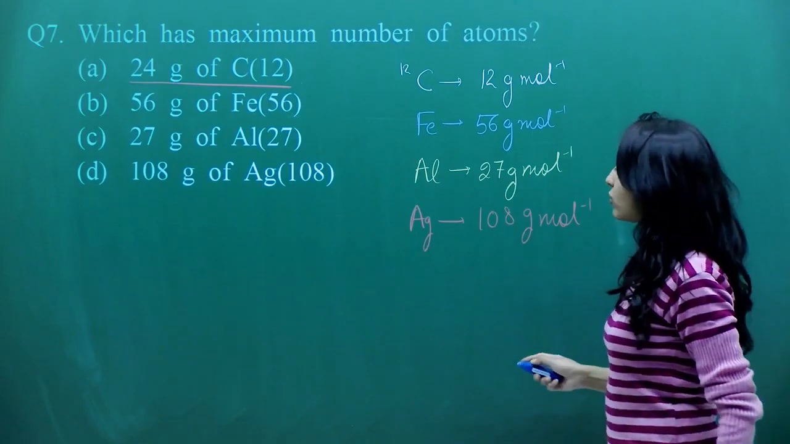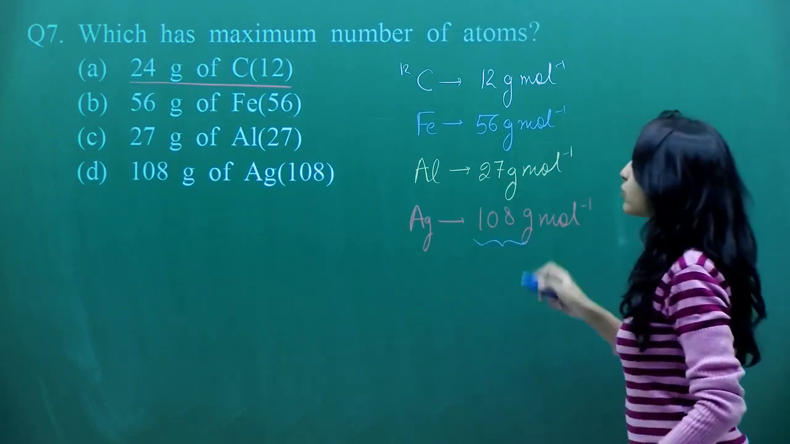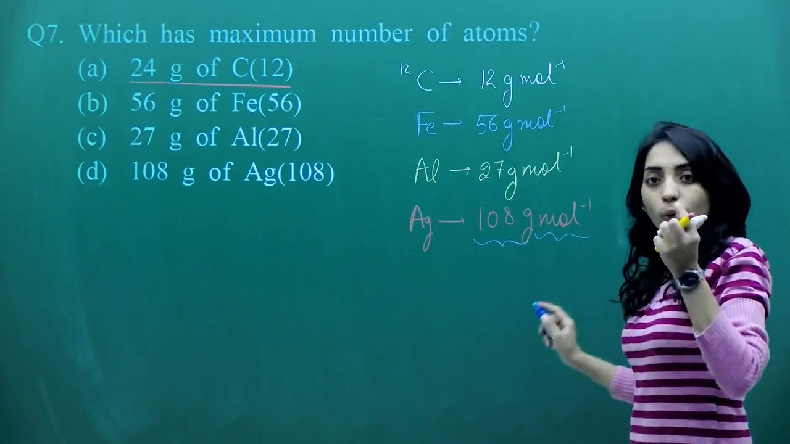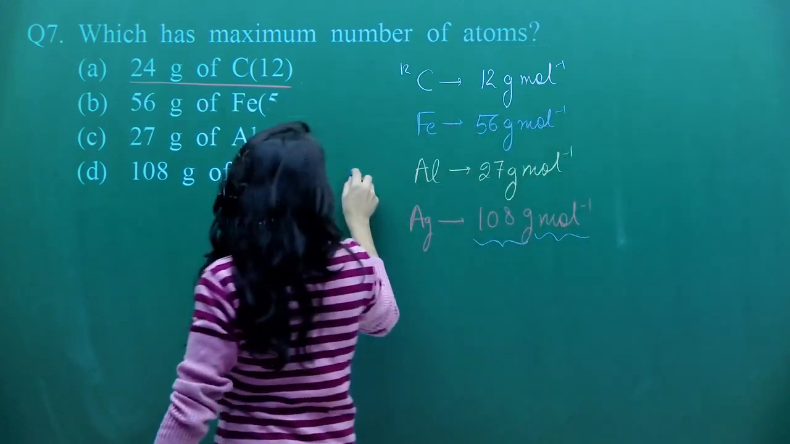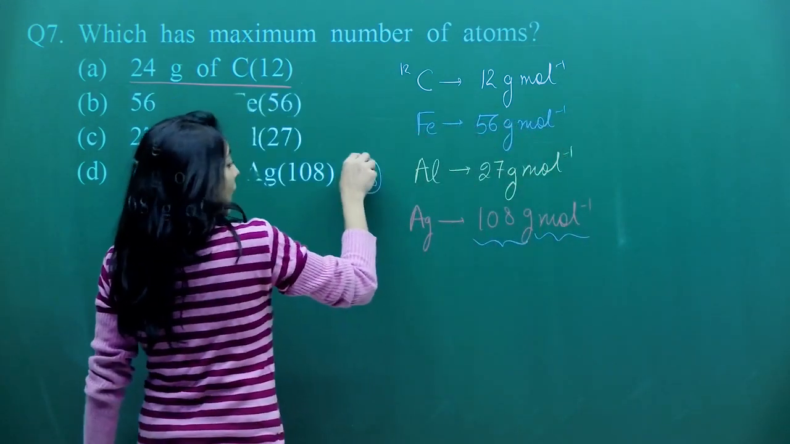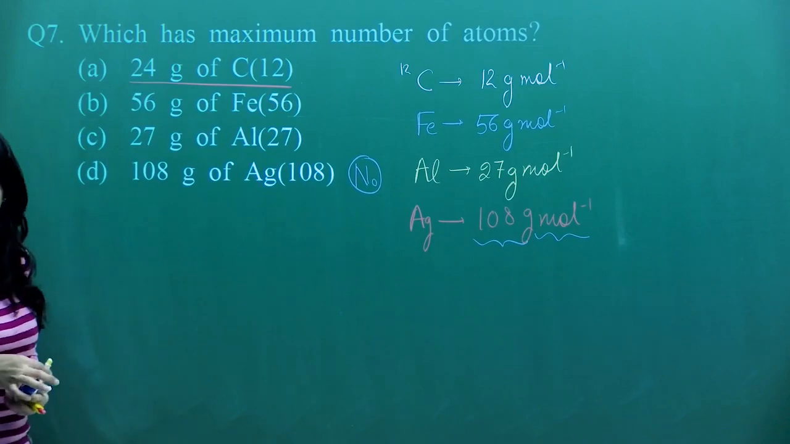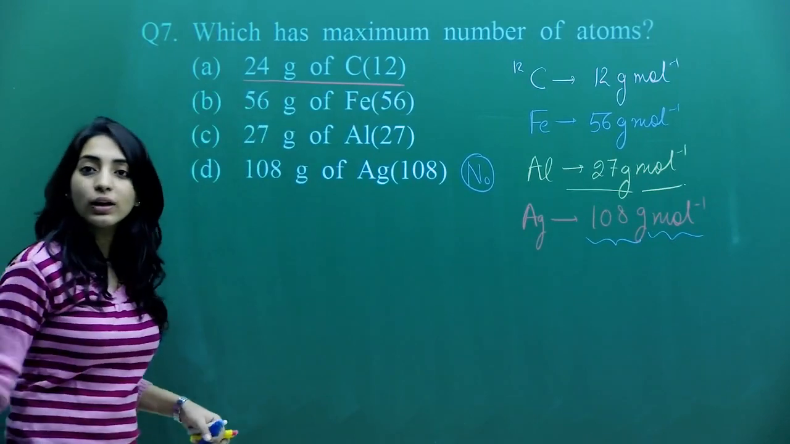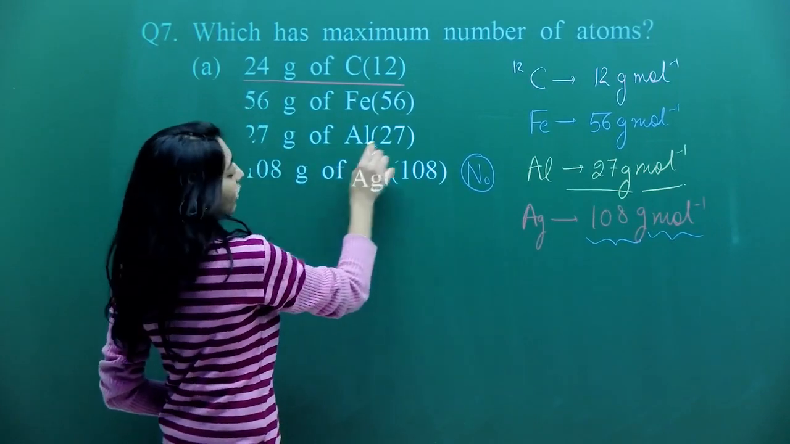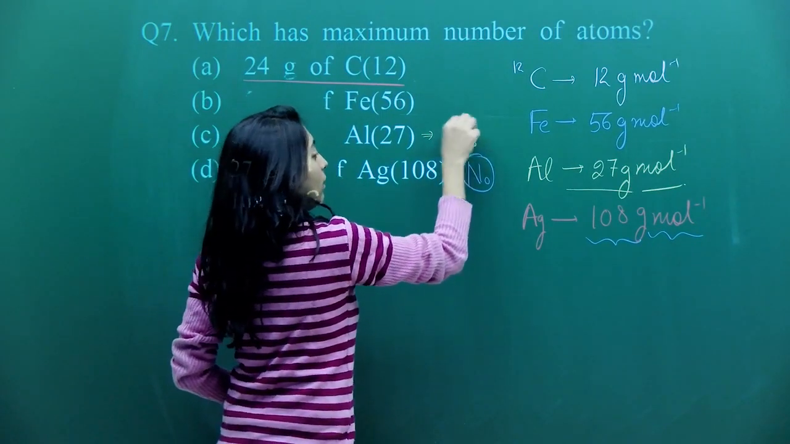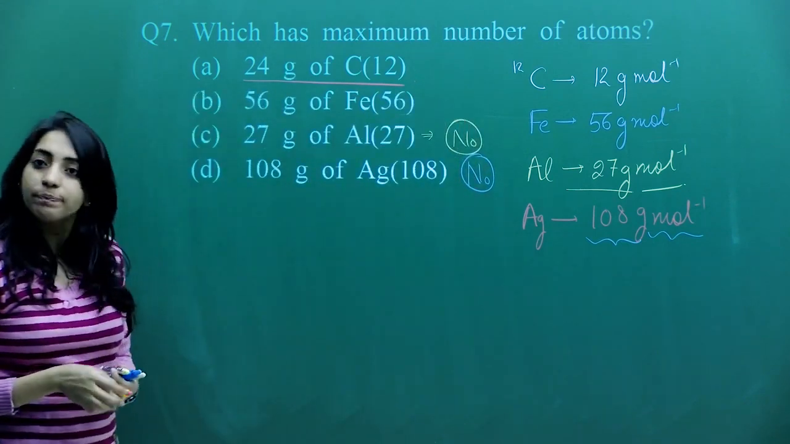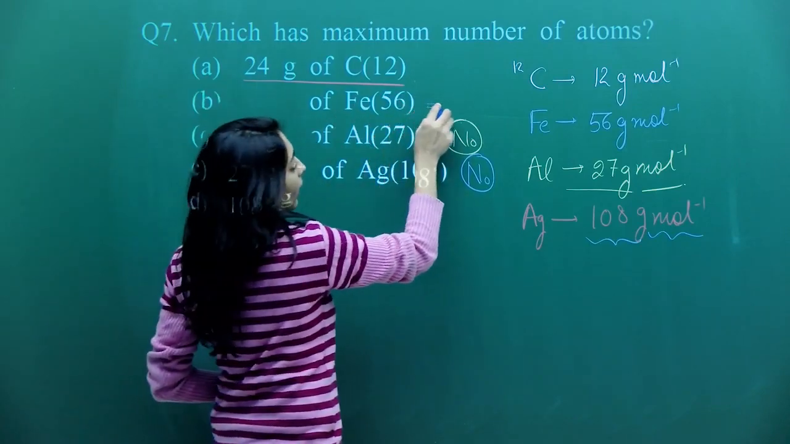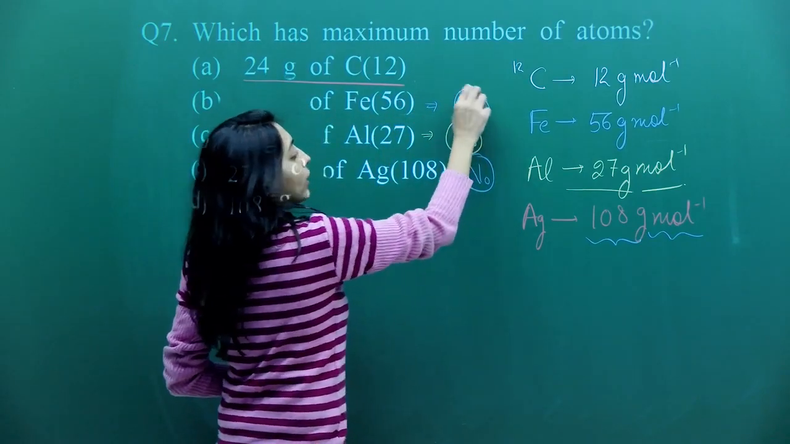So guys, can I now say 108 grams of silver will be having how many moles of silver? 1 mole. 1 mole silver means how many atoms of silver? N naught atoms of silver, right? Similarly, 27 grams of aluminium will be 1 mole aluminium atoms. That means 27 grams of aluminium will again be N naught atoms of aluminium. Okay. Moving further, 56 grams of iron will be again having N naught atoms.